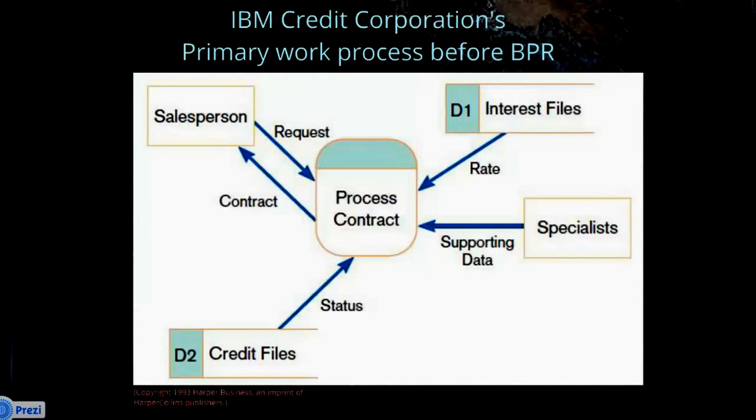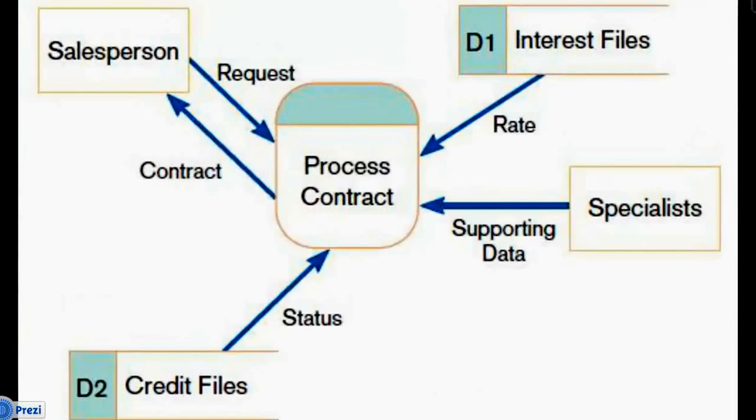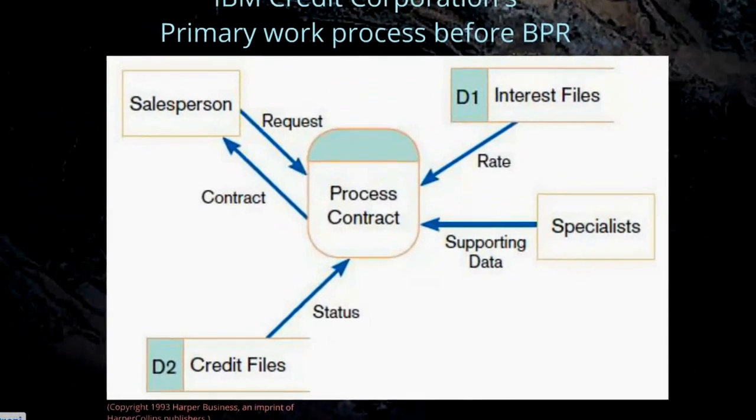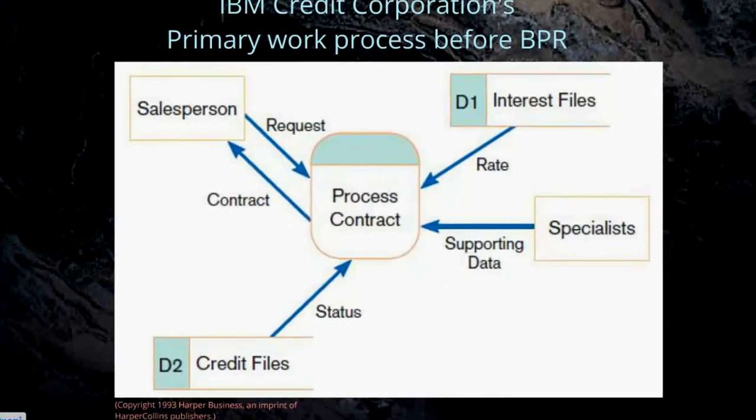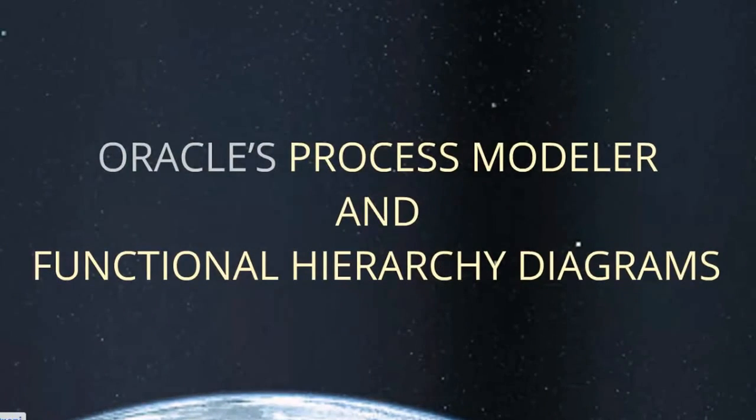After applying BPR, or business process reengineering, the resulting process is much simpler and cuts down time dramatically. IBM Credit Corporation increased the number of contracts it can handle by 100-fold, which means IBM can handle 100 times more work. How about Oracle's process modeler and functional hierarchy diagrams? Aside from data flow diagrams, Oracle's process modeler and functional hierarchy diagrams are also two methods by which a system's process can be presented.